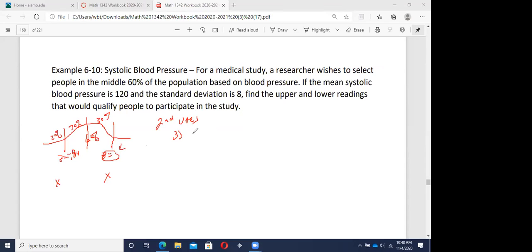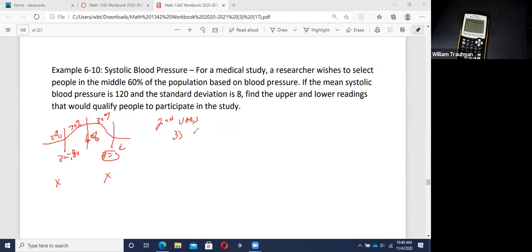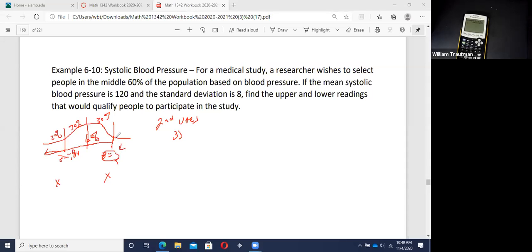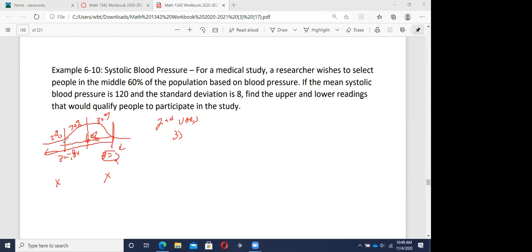No. Oh, that is the answer. But yes, because it's symmetrical the way it is. Yes, but what percentage would I use to find the Z value? 20. Well, what percentage is to the left of that Z value? Oh, isn't it 80? 80, 30, 30, and 20.